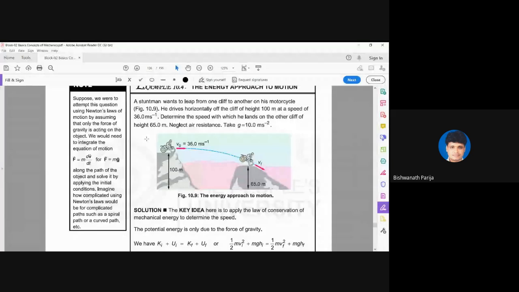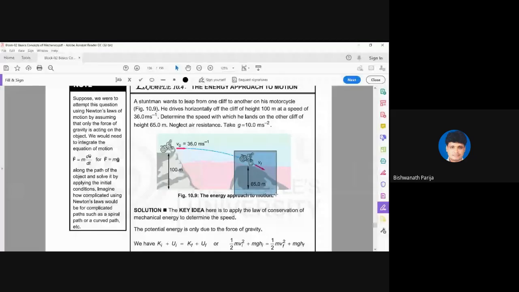At this initial position, you get kinetic plus potential. Then at this final position, you get kinetic plus potential. From the given height you can get potential, from velocity you can get kinetic. So then you will get Vf, this unknown value. Everyone clear?